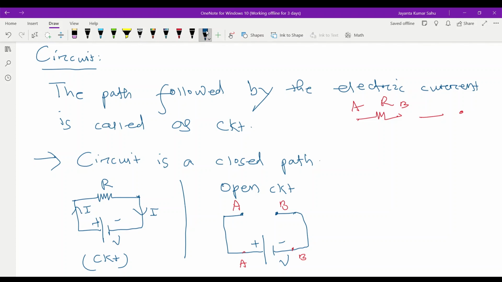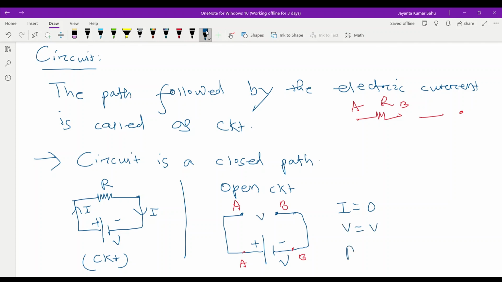What about the current? Since it is open circuited, no current is flowing. Current always flows through a closed path. That means here I equals 0. Open circuit means what is the voltage? Voltage across A and B. Obviously the voltage across A and B is also V. V is equal to V.